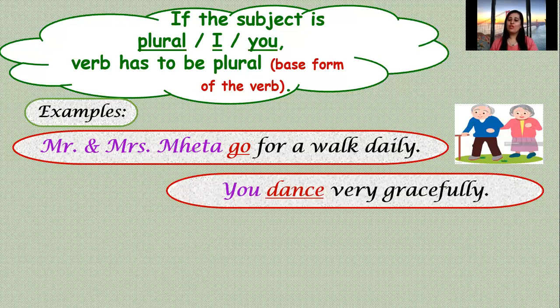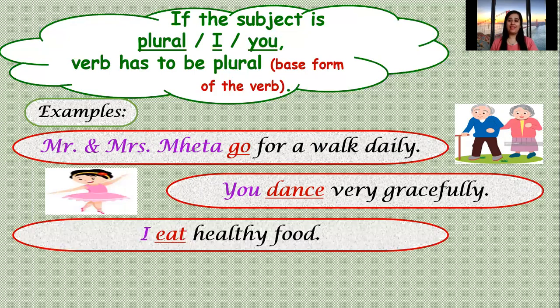Second sentence, you dance very gracefully. Remember, if the subject is plural, I, you, then the verb has to be plural. So with you, only dance will come. Dances will not come. You dance very gracefully. I eat healthy food. Now again with I, the verb has to be plural. That is the base form of the verb. So eat, not eats. I eat healthy food.